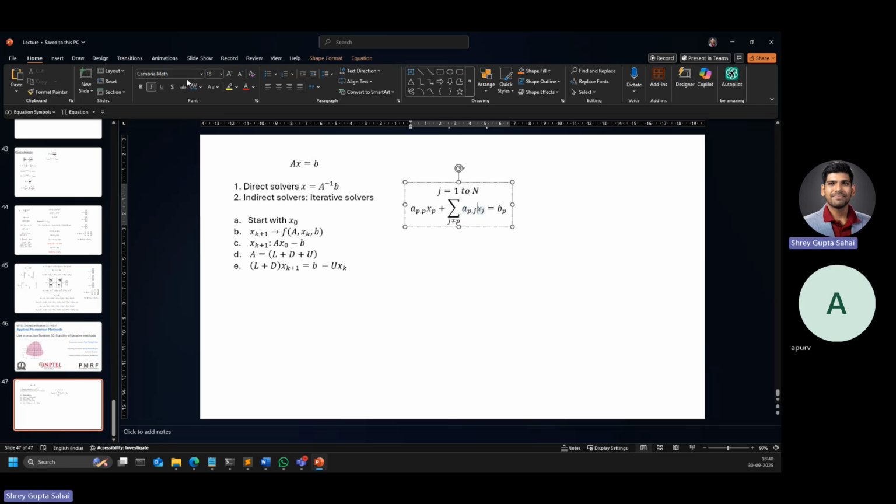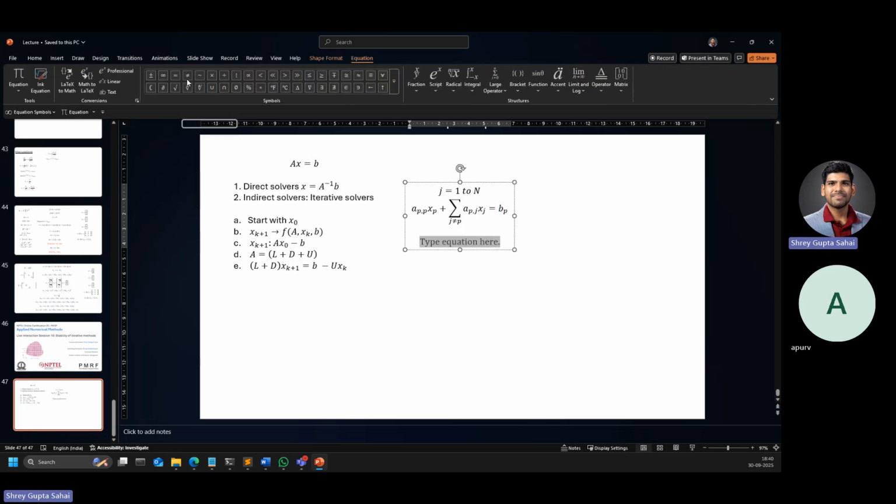So now, Jacobi's method, what does it do? It finds, let's say we will have a11 x1 plus a12 x2 plus a13 x3 is b1. Let's say this is the system of equations we are trying to solve. So quickly, let's say this is Jacobi's method.